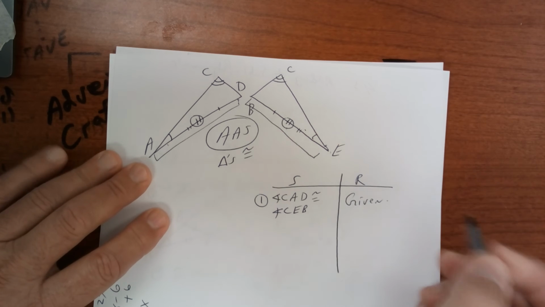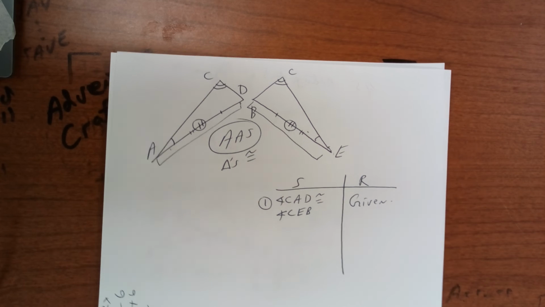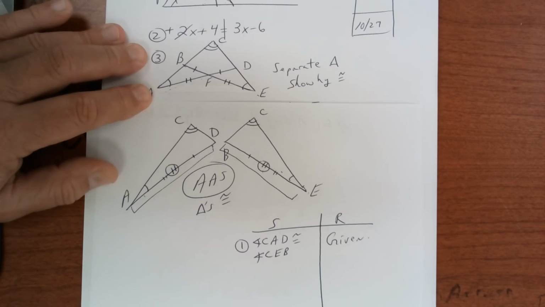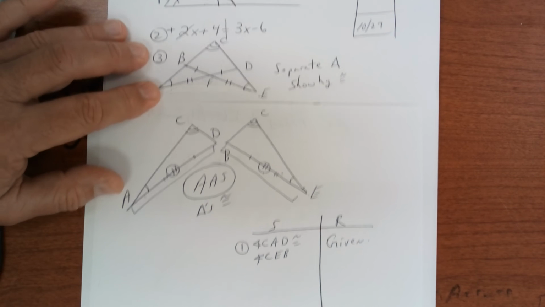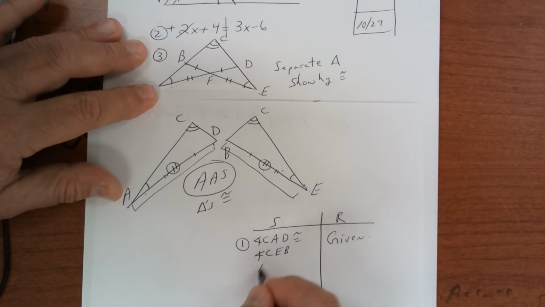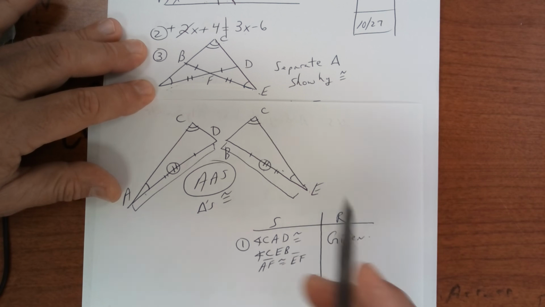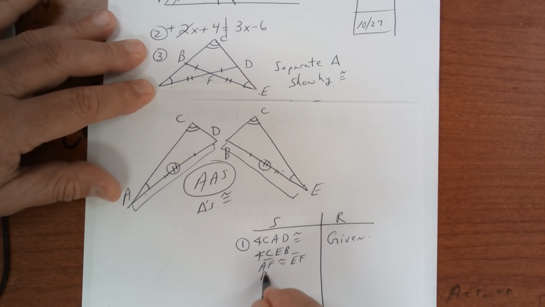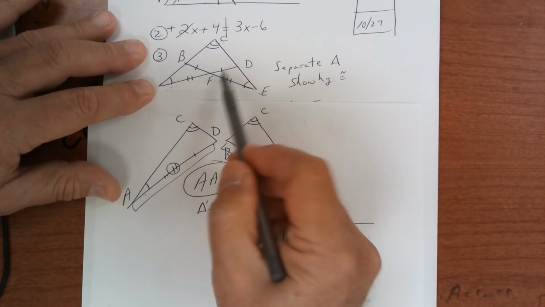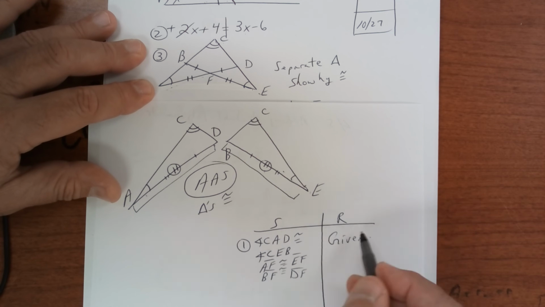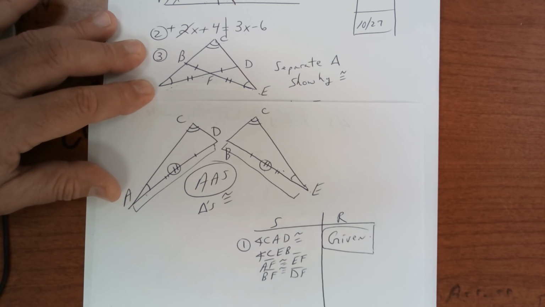They also told us a couple other things here too. Let's take a look. If you look at the original diagram here, they tell us that segment AF is congruent to EF, and they also tell us that segment BF is congruent to segment DF, and all of that is given. That's the first step. Okay, let's go to step 2.